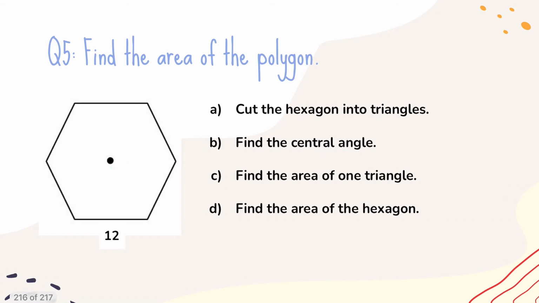So it says find the area of the polygon, where you're going to cut the hexagon into triangles, you're going to find the central angle, you're going to find the area of one triangle, and then you're going to find the area of the hexagon. So maybe pause this video or go back so you can attempt this problem, and on the next page I'm going to show you the answer with explanation.